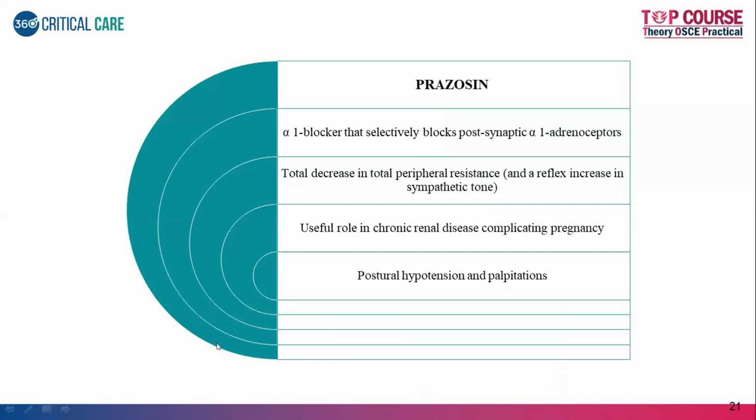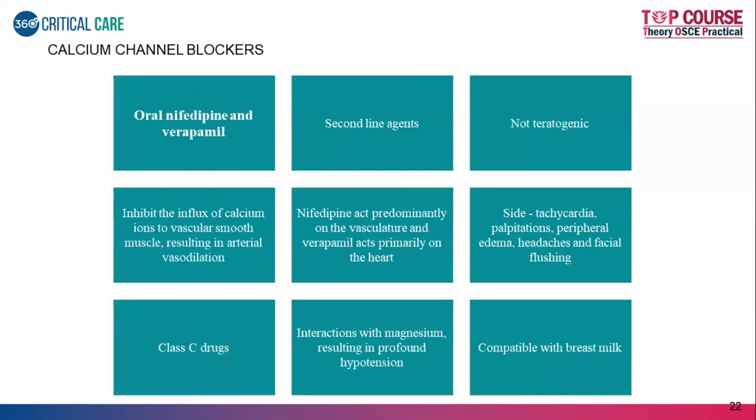Now, coming to prazosin, it is not a most commonly used drug because it causes a lot of postural hypotension and palpitation. It is best used for those patients who have underlying chronic kidney disease along with preeclampsia. In such cases, prazosin would be a better option. So this is the second group.